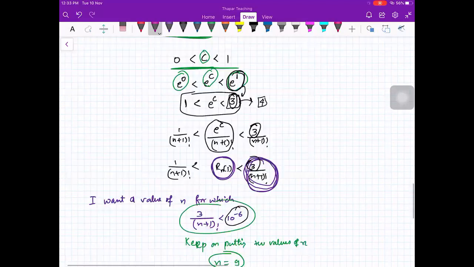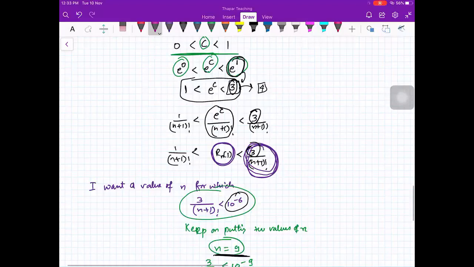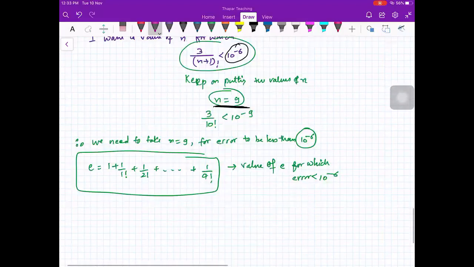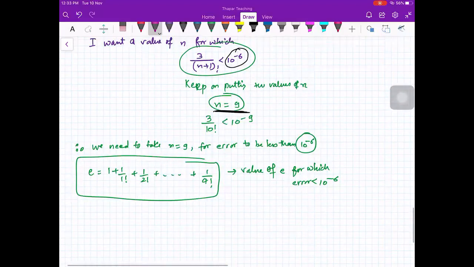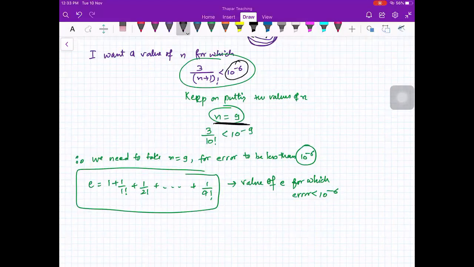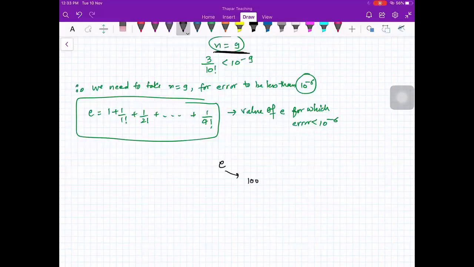Ma'am, why didn't we directly take a very large value of n? Why did we take n as 9? We could take a very big one also. Yes, you can say, ma'am, I can take 100 terms, right? But adding 100 terms is computationally costly. We want a number of terms that is small, and the error is also less than 10 to the power minus 6.